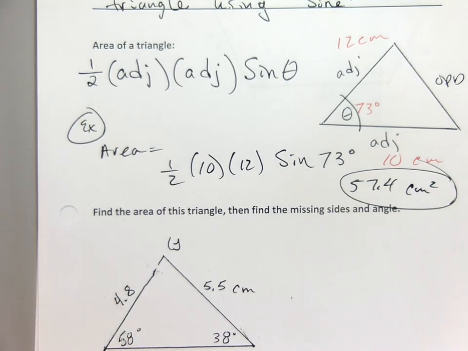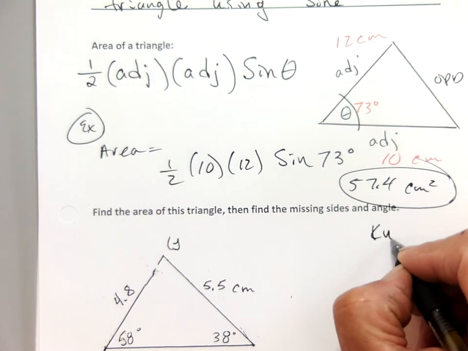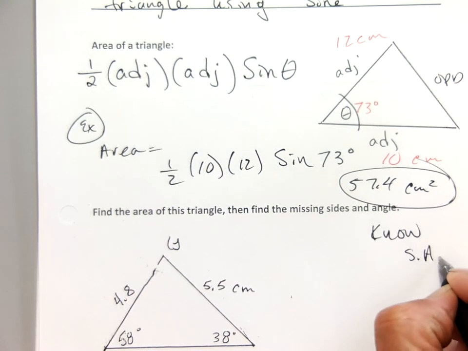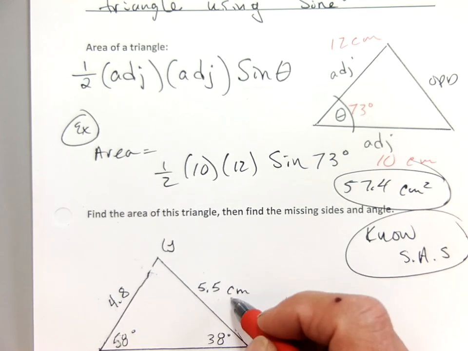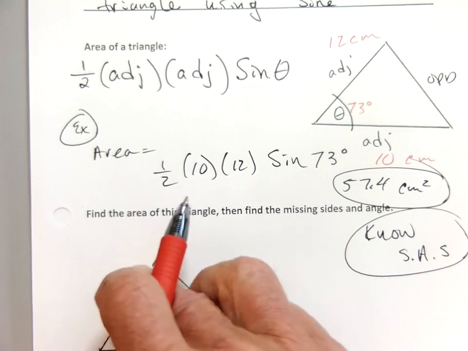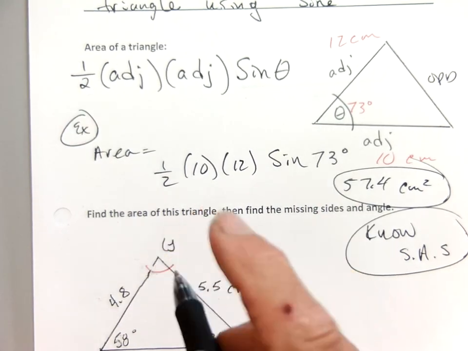Okay, so let's use that information. Let's take a look at the area of this triangle, okay? So, first of all, you have to know side, angle, side. Okay, and I know that. I've got an angle, side, but I need side, angle, side, so I'm going to get angle G first by just subtracting from 180, because I need side, angle, side.